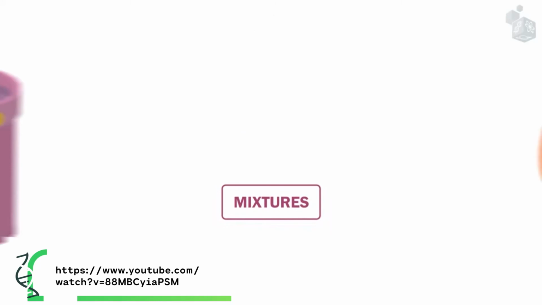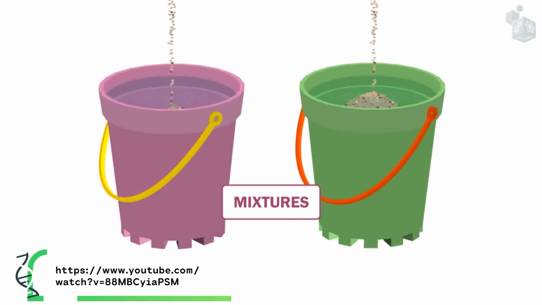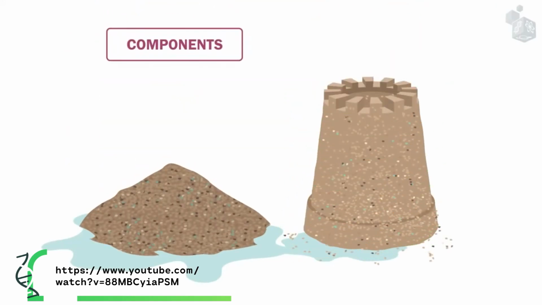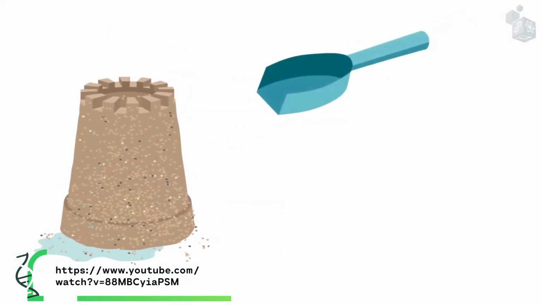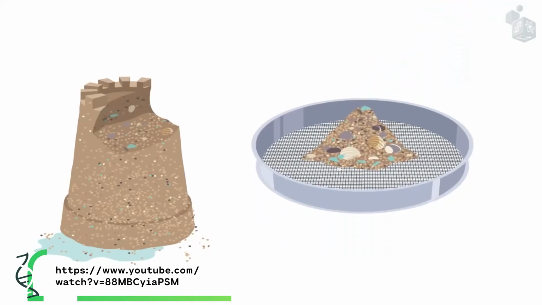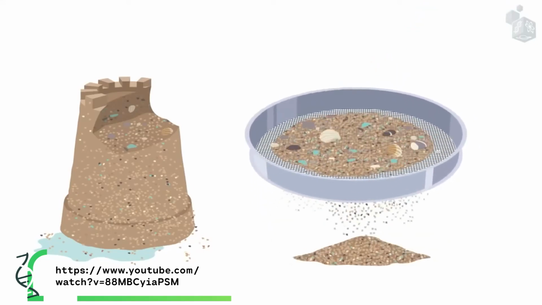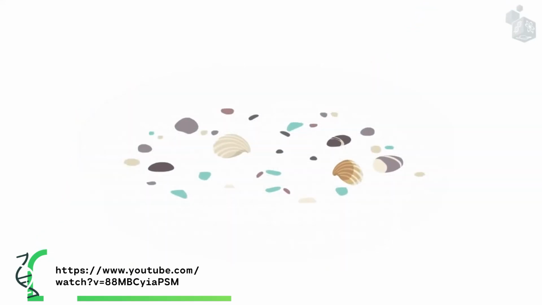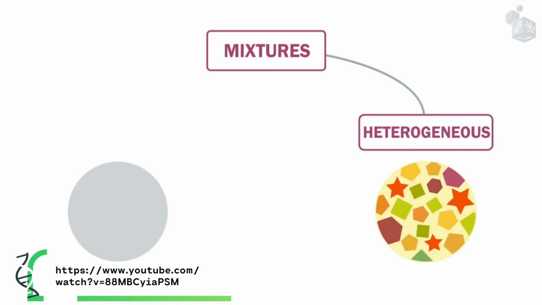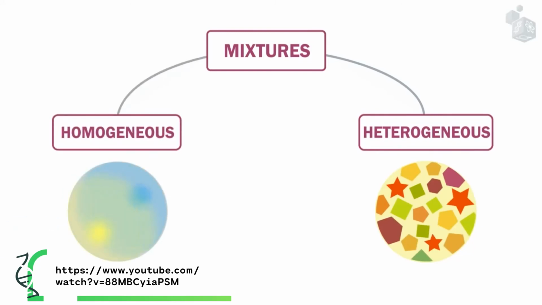In contrast, mixtures do not have specific properties. Their properties depend on the substances, or components, that form them. The components in a mixture can be extracted using appropriate separation methods. Depending on their appearance, mixtures can be heterogeneous or homogeneous.